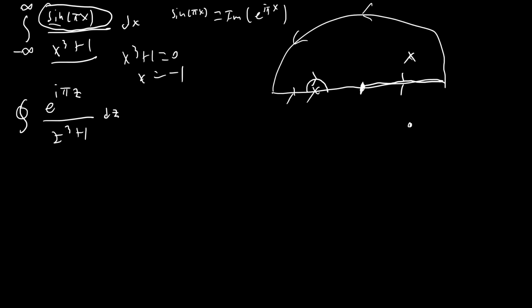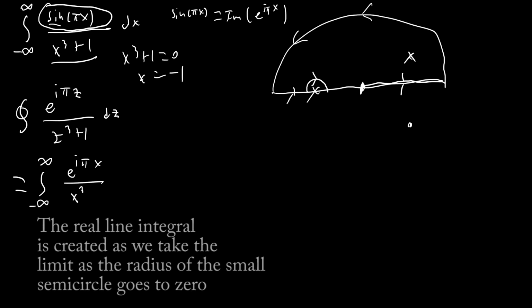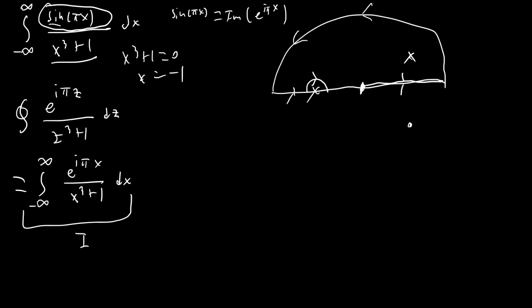So this integral is going to be equal to the integral from negative infinity to infinity of e to the i pi x over x cubed plus 1 dx. And we'll just call this I. At the end, when we solve for I, we're just going to be taking the imaginary part. So we have I, and we have two other integrals that we have to worry about. That's this large integral right here, the circular arc, which we're going to call uppercase gamma, and this small arc right here, which we're going to call lowercase gamma.